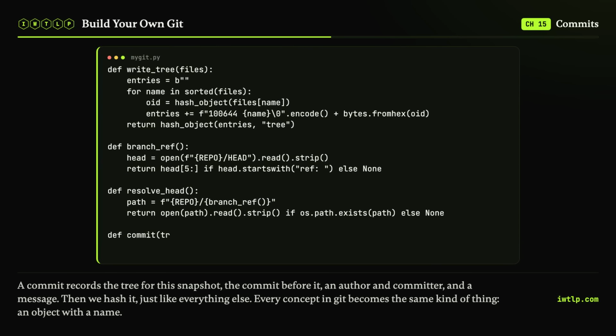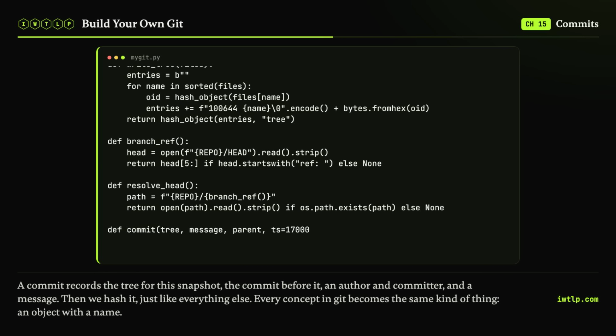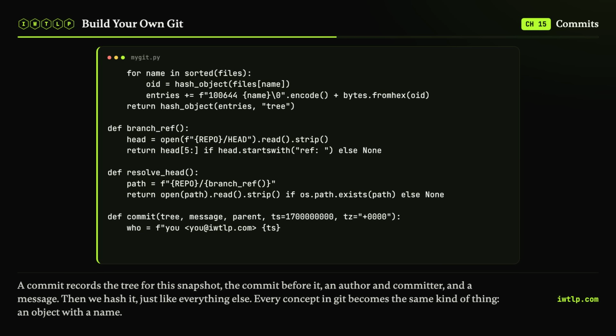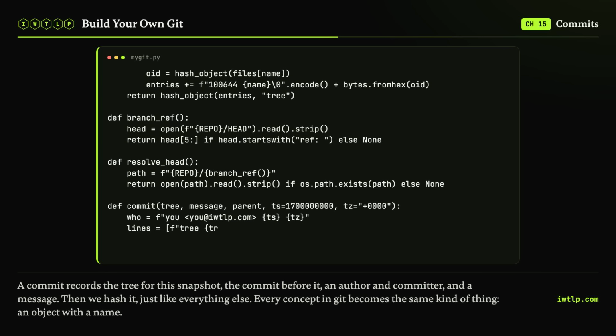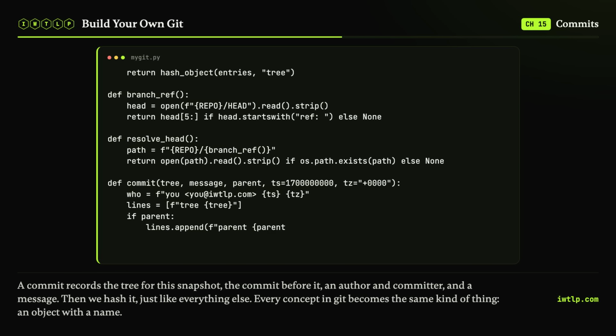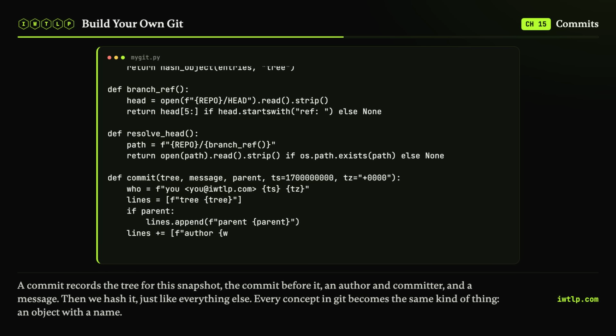A commit records the tree for this snapshot, the commit before it, an author and committer, and a message. Then we hash it, just like everything else. Every concept in Git becomes the same kind of thing, an object with a name.